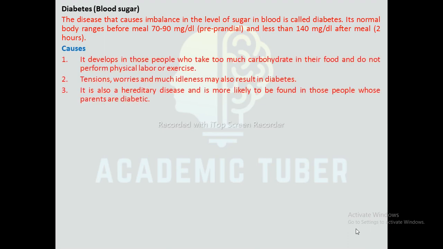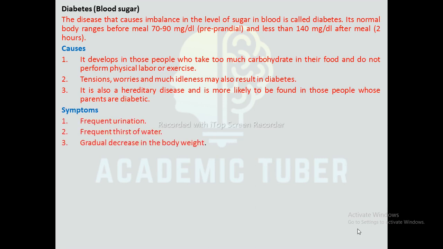Causes. It develops in those people who take too much carbohydrate in their food and do not perform physical labor or exercise. Tension, worries, and much idleness may also result in diabetes. It is also a hereditary disease and is more likely to be found in those people whose parents are diabetic.